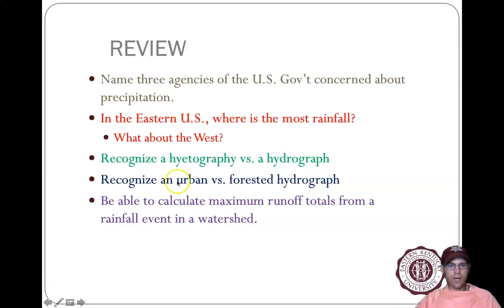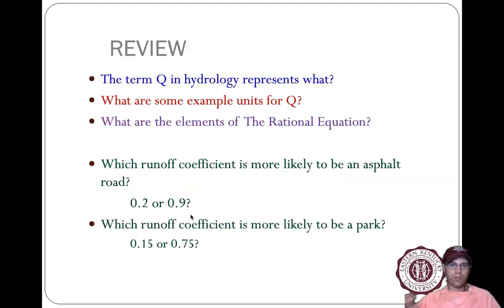Okay, we'll address these two here in another video, but you should be able to calculate a maximum runoff total from rainfall for a small watershed. You should be familiar with what these terms mean. So Q represents what? It means discharge. And what are some example units for Q? And you should be able to give several. And you should be thinking of volumes per unit time.